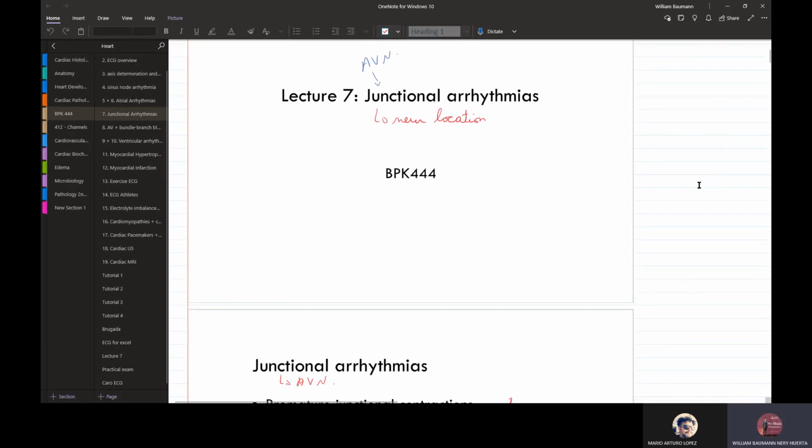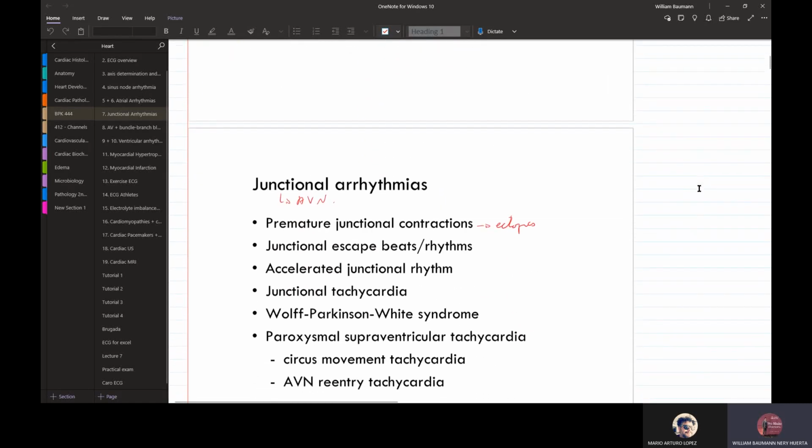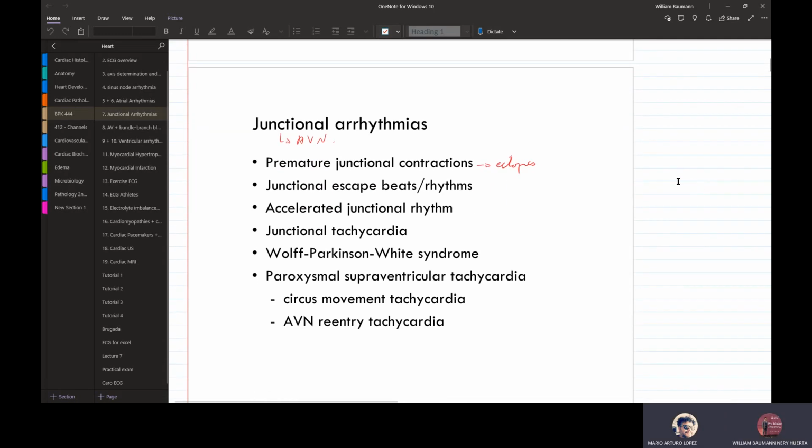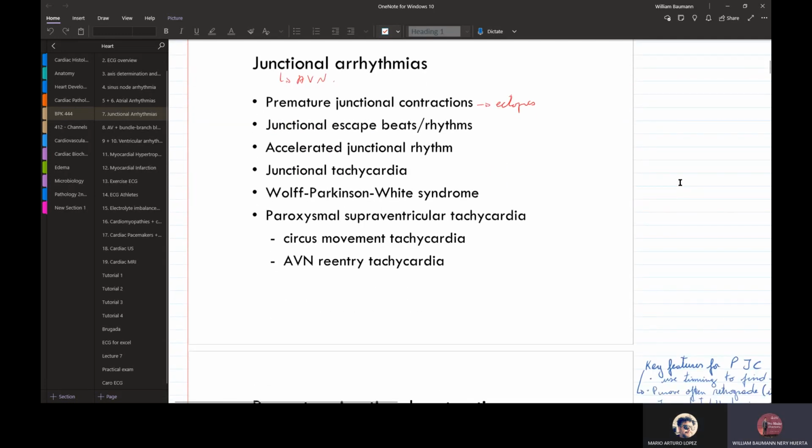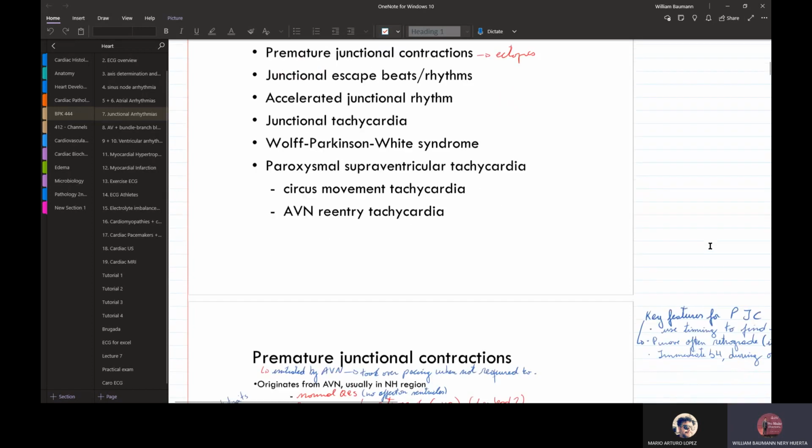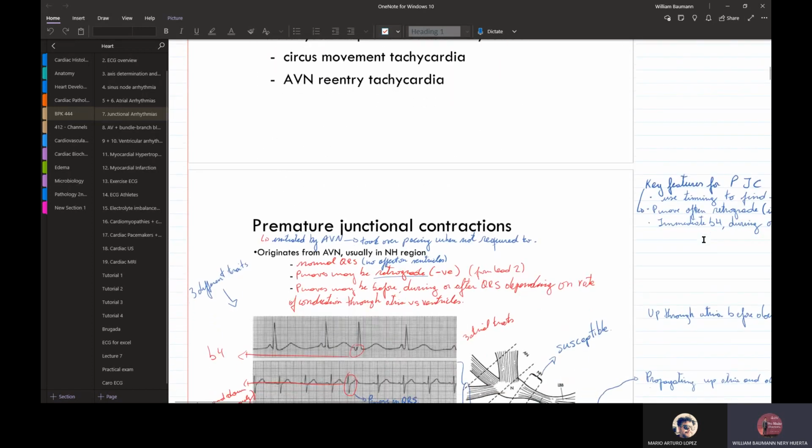Induce electrical activity throughout the heart. So we can have a premature junctional contraction, junctional escape beats, accelerated junctional rhythm, junctional tachycardia, Wolff-Parkinson-White Syndrome, which is what we're interested in, and paroxysmal supraventricular tachycardia. All of this, the problem is at the AV node.